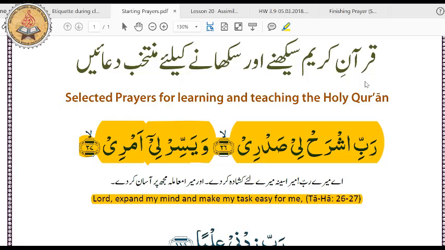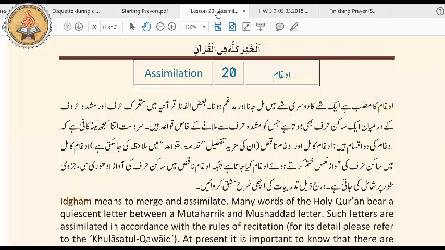Lord, expand my mind and make my tasks easy for me. Excellent, Jazakallah, well done. Okay, so if we move on to our lesson, and our lesson is something new today, and it's called assimilation. And in Arabic, it's called idgham. So you can see it's written here. This is lesson number 20, okay?